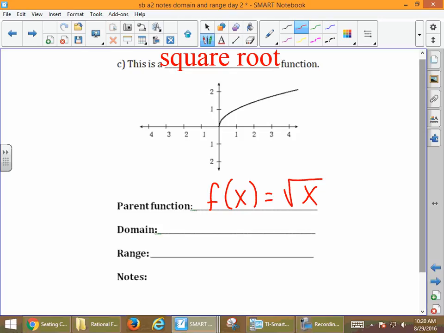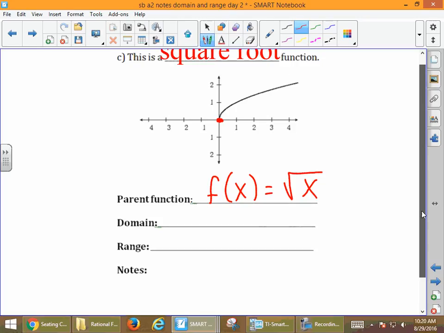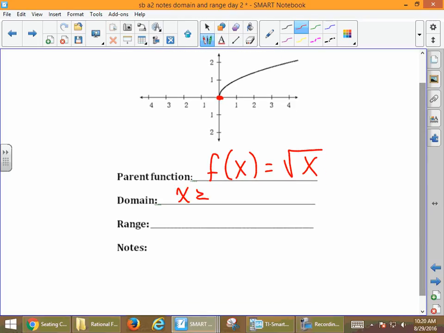The difference on this one is the domain is not all real numbers. We need to look at where the picture is, and the picture is in the first quadrant of this graph. As I try to draw that in again, we start here, and notice that our graph is going towards the right. So our domain is x is greater than or equal to 0. In interval notation, that is 0 to infinity. The 0 has a bracket. Infinity always has a parenthesis.